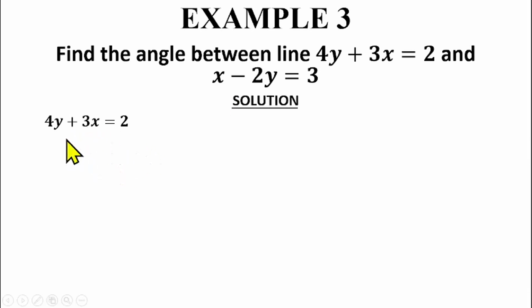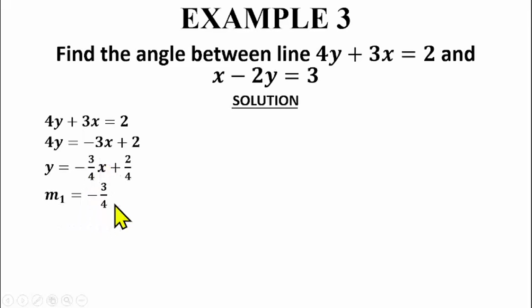Then having done that, of course, you know that you need to make y the subject of the formula here before you can find the gradient. So take 3x to this side, you have 4y equals minus 3x plus 2. You can now divide both sides by 4. You'll be having y equals minus 3 over 4 x plus 2 over 4. Then from there, we can now deduce our gradient. So our m1 is going to be minus 3 over 4.